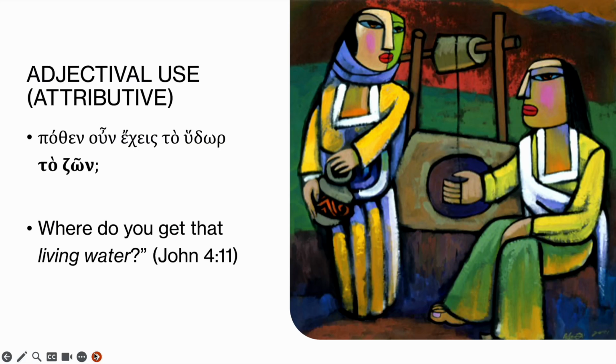So I want to give you an example of the use that we see in the Greek New Testament of participles. This is from the woman at the well passage in John chapter 4. Jesus is talking about special water. The woman asks, "Pothen oun echeis to hydor to zon?" This is the participle, and it's from zao, nominative, neuter, singular.